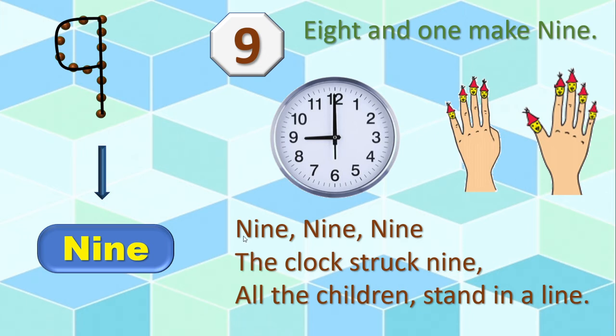So the poem is 9, 9, 9. The clock struck 9. All the children stand in a line. I hope you understood about 6, 7, 8 and number 9, how to write them and what the spelling is for these numbers, isn't it? We will go through the poem once again. Okay.